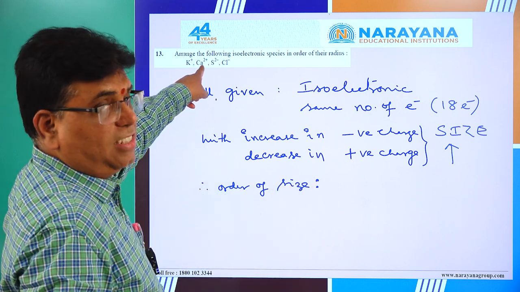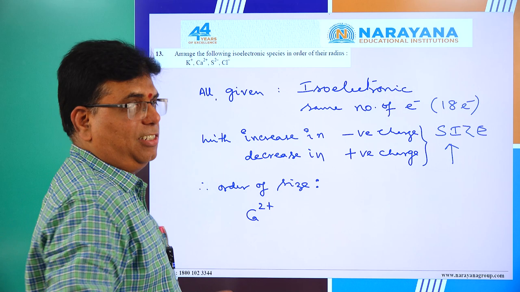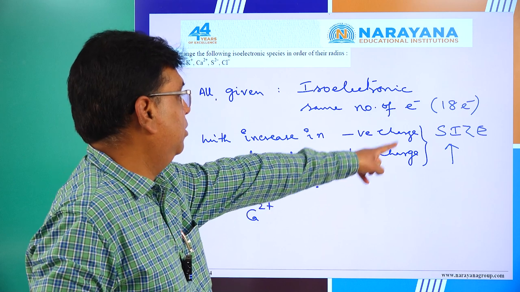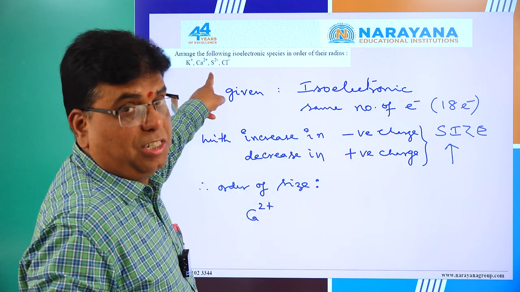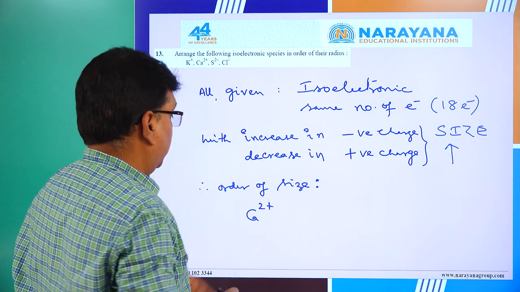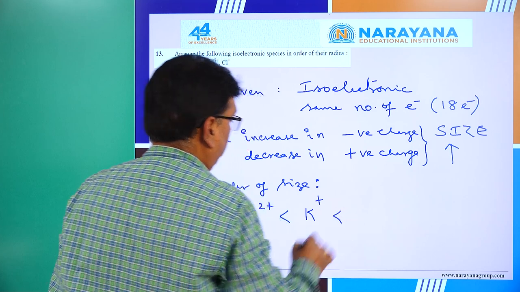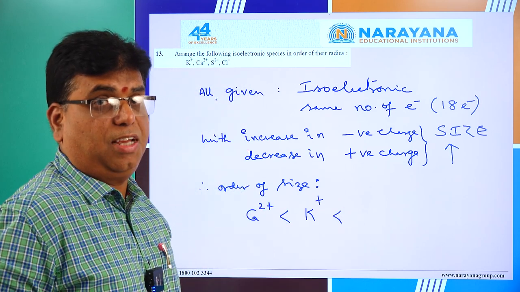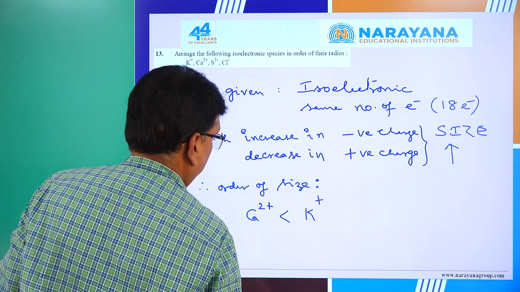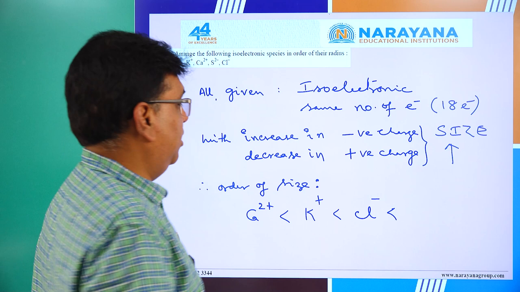Here Ca2+ has the highest charge, so it should have the least size. What we wrote? Increase in negative charge, decrease in positive charge, increases the size. Calcium ion has the highest positive charge and positive charge is decreased to K+. So the size of Ca2+ is less than K+, less than. Next, negative charge. Who is having less negative charge? Chloride. Less than, obviously, the next is sulfide.